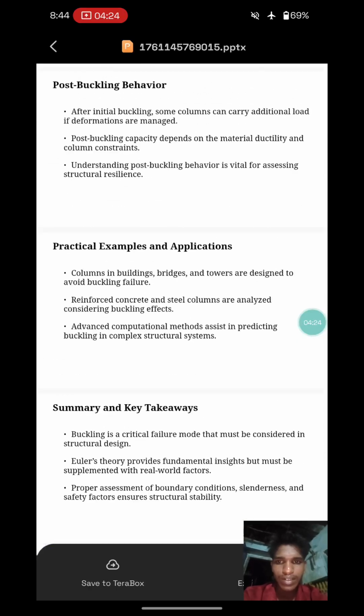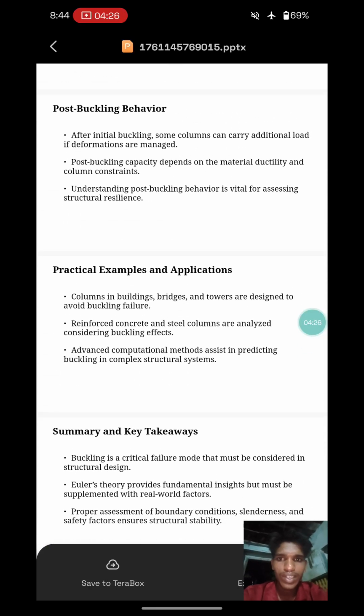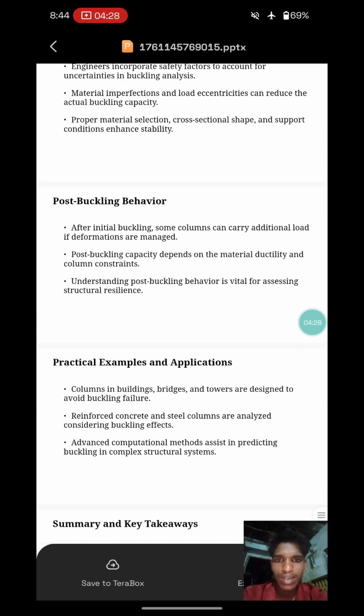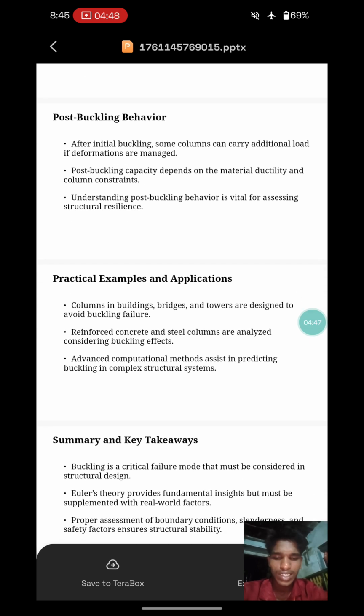Post-buckling behavior. After initial buckling, some columns can carry additional load if deformations are managed. Post-buckling capacity depends on material, ductility and cost constraints. Understanding post-buckling behavior is vital for assessing structural resilience.